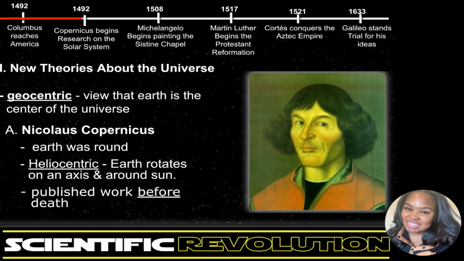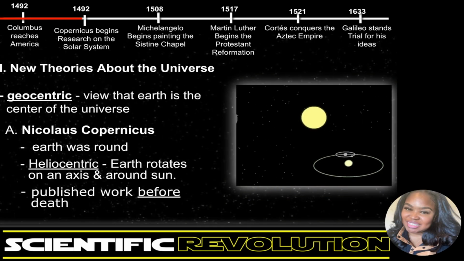Copernicus began researching in 1492, and like Columbus, Copernicus believed the earth was round. So, after 25 years of research, he determined that the stars, the earth, and the planets all revolved around the sun, which is a heliocentric view. Helio meaning sun, centric meaning center, heliocentric. He was so afraid of being persecuted, excommunicated, imprisoned, or possibly killed, he published his work on this right before his death, which is titled On the Revolutions of the Heavenly Bodies.